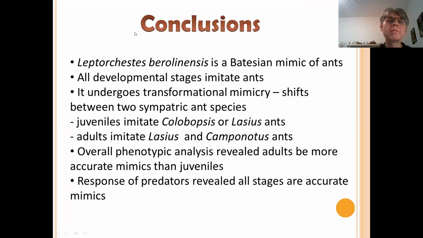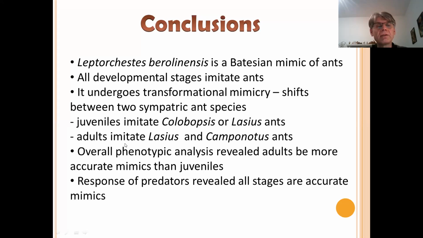So let me conclude. Our study shows that Leptorchestes berolinensis is a Batesian mimic of ants, and that all developmental stages imitate ants. In this case, the spider is undergoing transformational mimicry, shifting between two sympatric ant models. Juveniles imitate Colobopsis or Lasius ants. That means Colobopsis is imitated by the small juveniles, Lasius by the big juveniles. And adults are imitating Lasius and Camponotus ants. Specifically, males are imitating Lasius and females Camponotus ants.